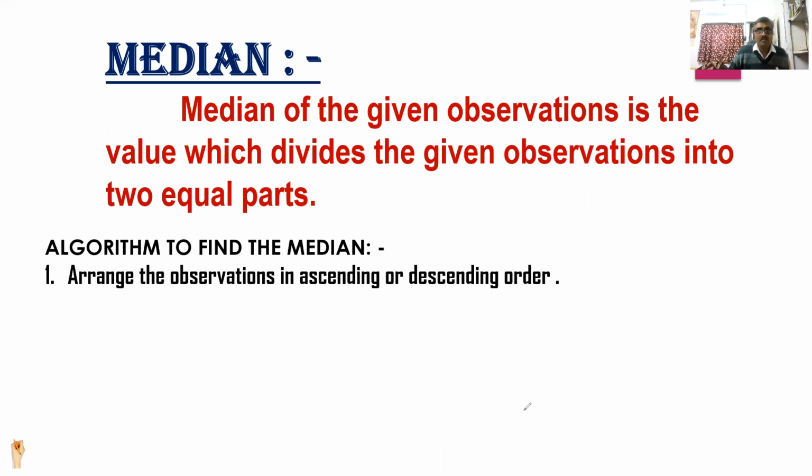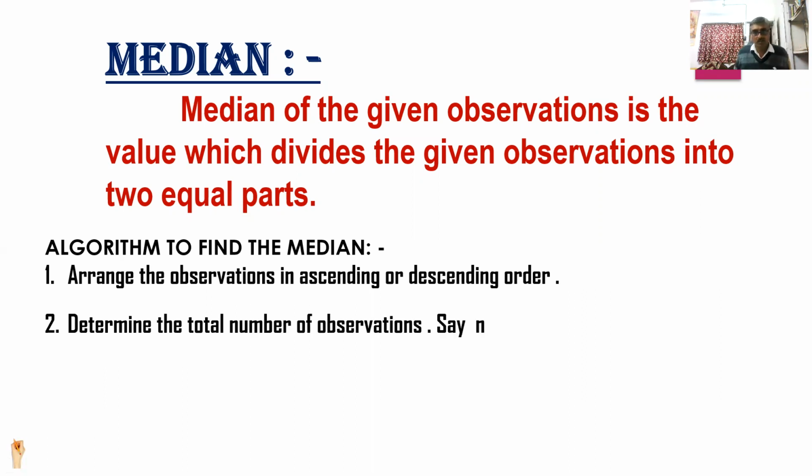Second, determine the total number of observations. Let us say it is n. उनको हम मान लेते हैं वो n number of terms हैं, ठीक है?